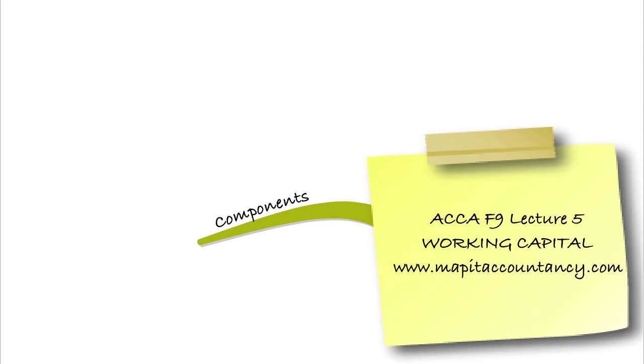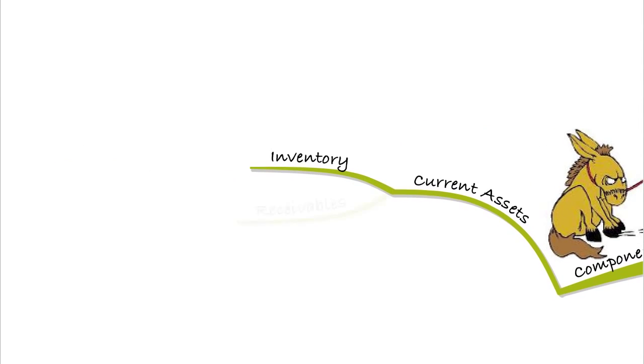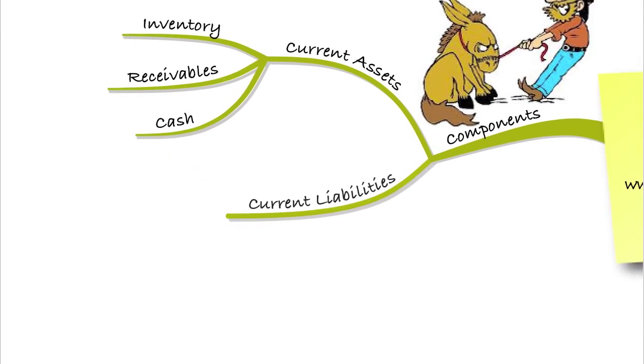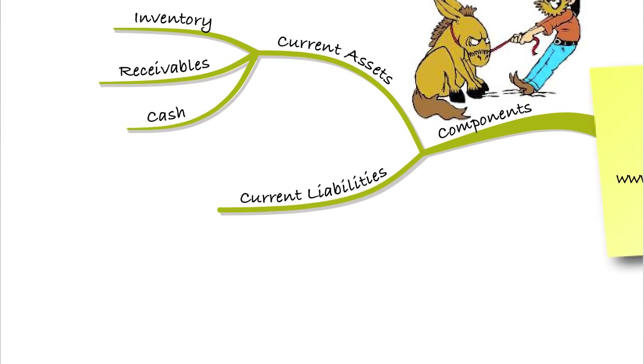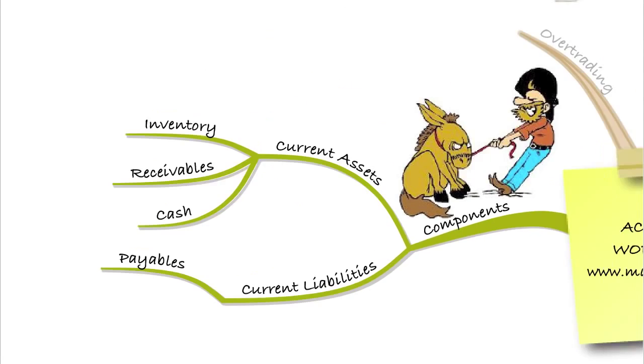Working capital then, the components we discussed first of all were our current assets: our inventory, our receivables and our cash. Remember, cash is slightly different. All of our movements will go through cash, but it's still a component. We still have to fund it in some way. And also our current liabilities, which are our payables.